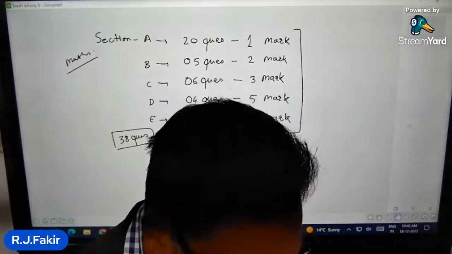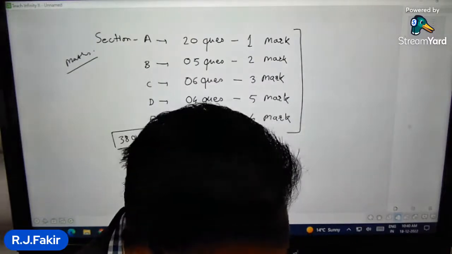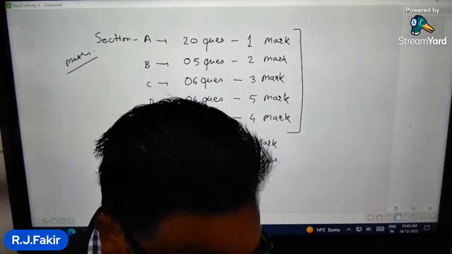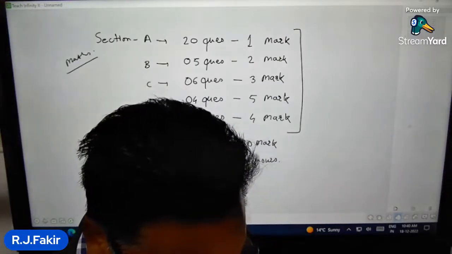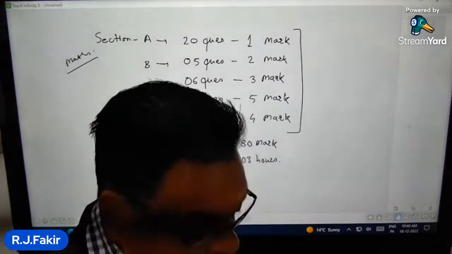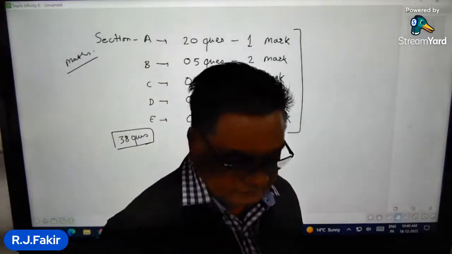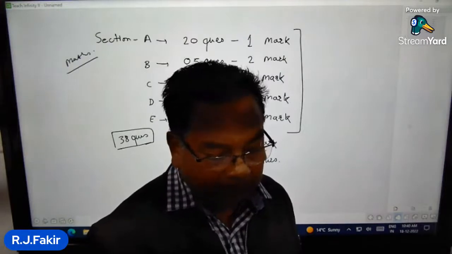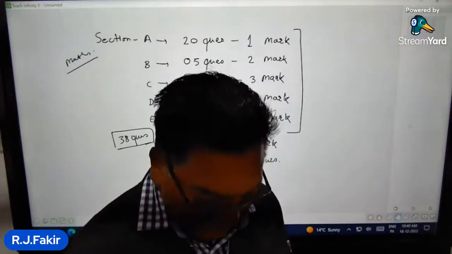Just one question is there: the event is very unlikely to happen when its probability is... Such questions can also be asked. That will be zero probability, basically.